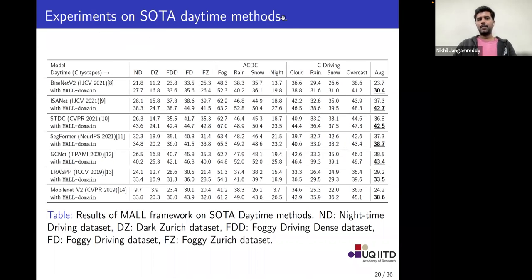Coming to the experiments on state-of-the-art daytime models, we take all the state-of-the-art methods proposed in recent years for urban scene segmentation, like BiSeNet v2 from IJCV 2021, ISANet from IJCV 21, and STDC from CVPR 21. For all these methods trained on daytime conditions, if we consider MobileNet v2, the nighttime driving performance is very poor, like 9.7. For real world applications, it is not feasible with such a low number, because the goal is to perform well in all weather conditions, not just daytime. With our proposed approach, 9.7 is improved to 33.8. Similar results can be observed in Dark Zurich as well, where 3.9 mIoU is improved to 20.3. For all these 13 different datasets, we can observe the performance improvement.